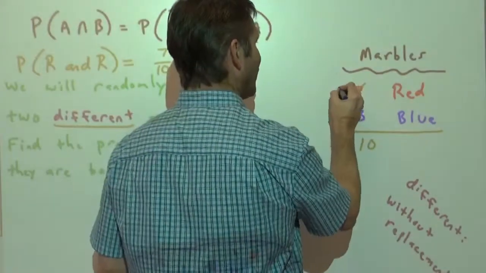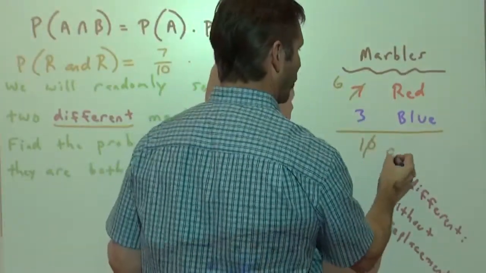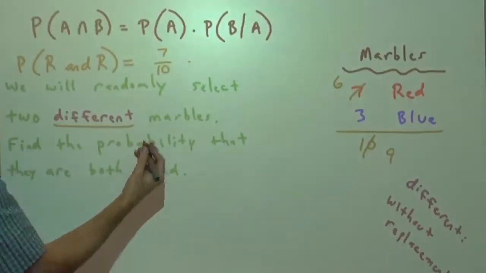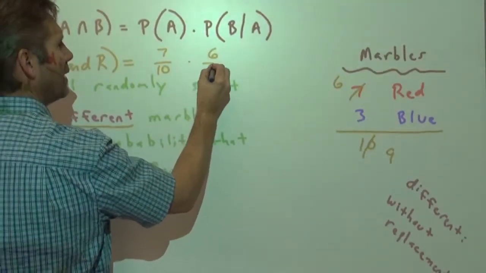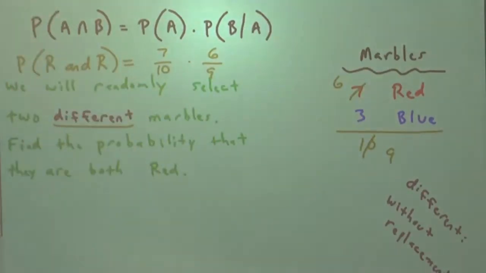Now there's only 6 red marbles left out of a total of 9. So now the probability that our next marble is red is 6 out of 9, and that's how we're going to get our probability right there.